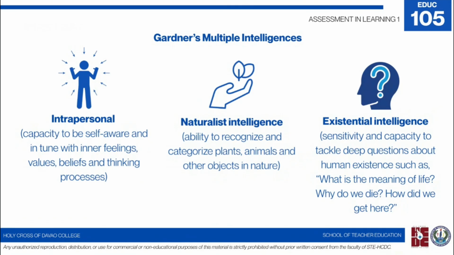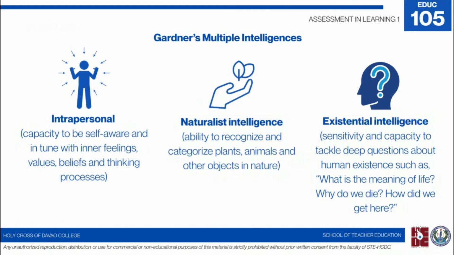So to assess naturalist learners effectively, give them tasks that involve observation and documentation of the natural world. They can create nature journals and conduct environmental surveys, care for school gardens or animals, classify natural specimens, or analyze ecological data. So these tasks connect academic content to the living world around them.